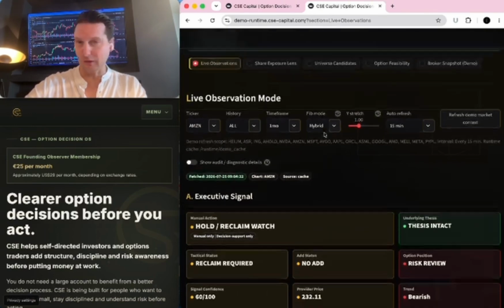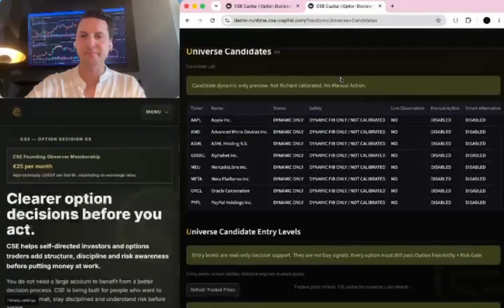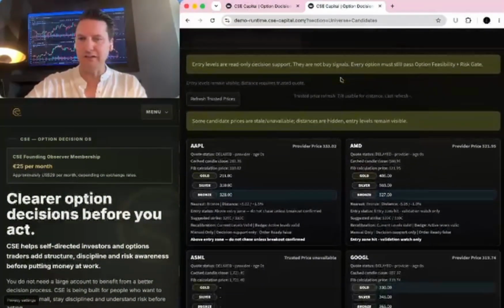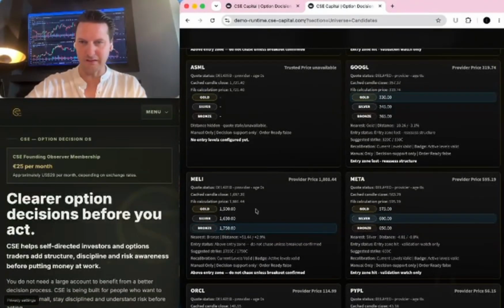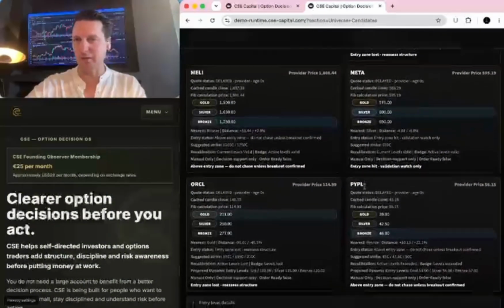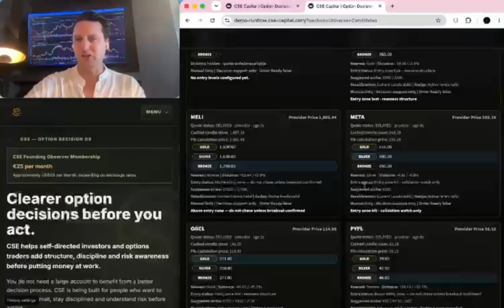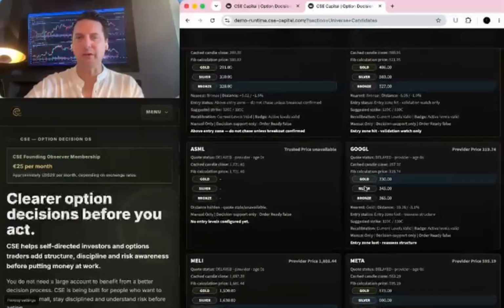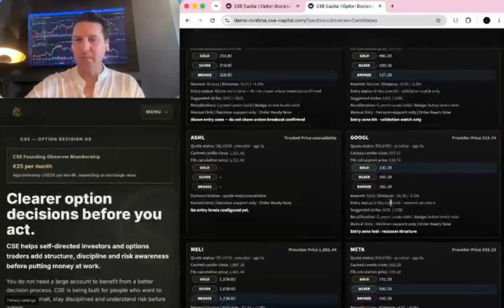And we are also looking at other names, and that's the Universe Candidates section. In the Universe Candidates section, we also see AMD, ASML, Google, MercadoLibre, Meta, Oracle, PayPal. These are names which are also very interesting, and this is like the pre-stage. Here we can follow them. What are they doing? How are they behaving? And we can also see the entry levels, and these are moving live.